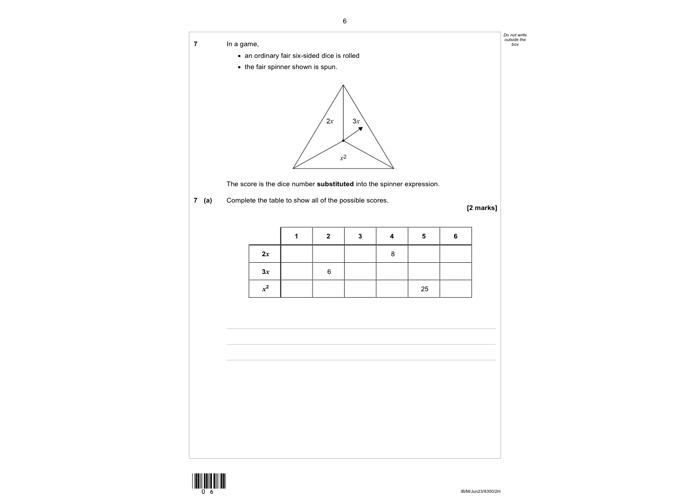Question 7. We have an ordinary fair 6-sided dice rolled and the fair spinner shown is spun. The score is the dice number substituted into the spinner expression. Complete the table to show all of the possible scores. So X is basically numbers 1 to 6 from the dice, and you've then got to fill in these numbers in the table. So 2X simply means we are doubling the X values. 3X simply means we are multiplying the X values by 3.